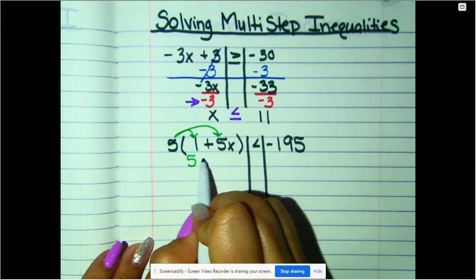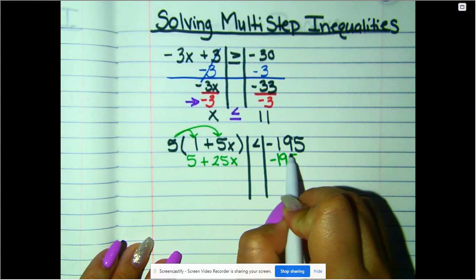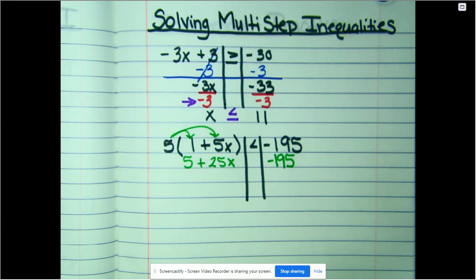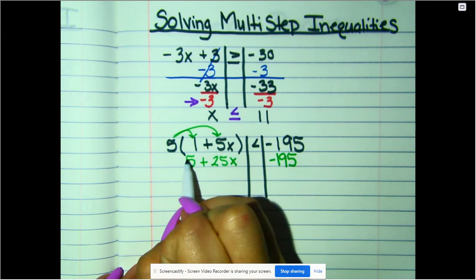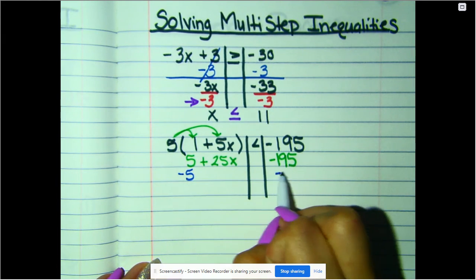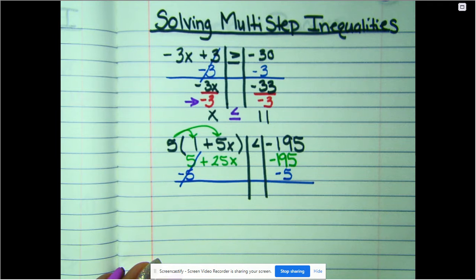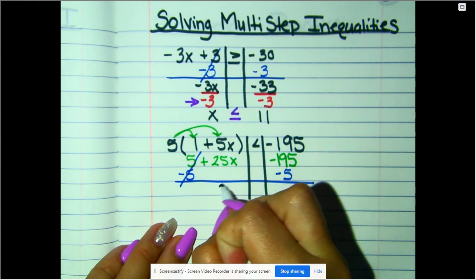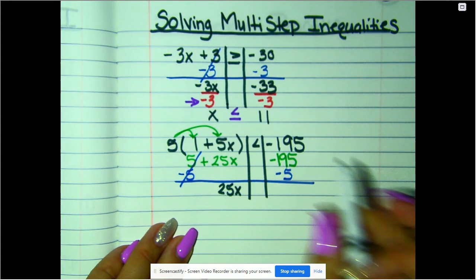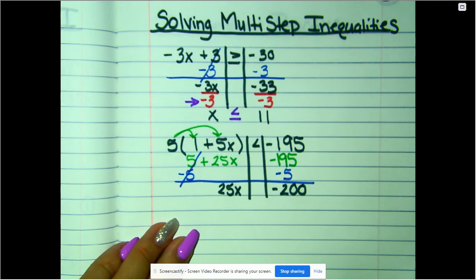So let's do 5 plus 25x, and then we have negative 195 on this side. Now we need to start doing the opposite of addition or subtraction first. We cannot pick apart the 25x yet. That is a package deal. So the opposite of a positive 5 is subtracting 5 on both sides. That is going to cancel. 5 minus 5 is 0, so then I am left with 25x. Negative 195 minus 5, I'm getting further into my debt, so that's negative 200.